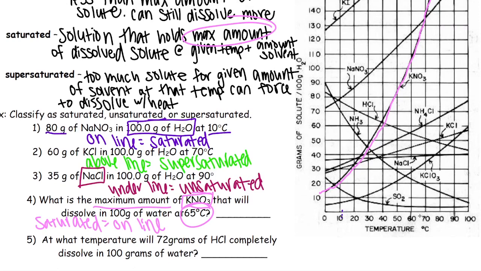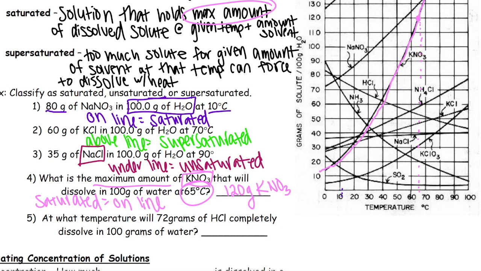So I'll go to 65 degrees, which is going to be halfway between 60 and 70, up here. Okay, so it would hit this line where? At 120. So my answer would just be 120 grams of KNO3. So it's just about reading the graph. There is no math involved with this at all.